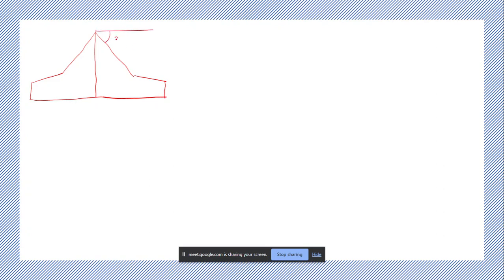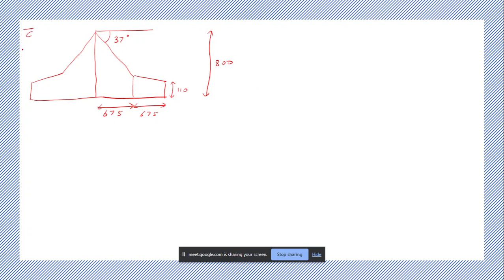This angle is given as 37 degrees. This is 675. This is 675. This is 110. And this is 800. Okay, so now let's find out XAC.